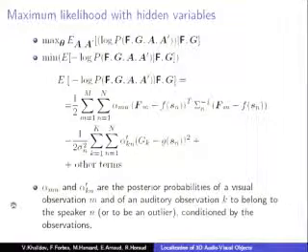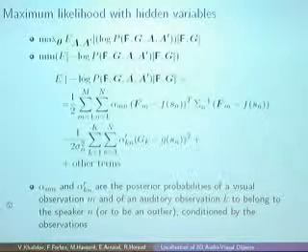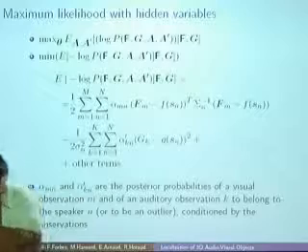And then if you try to formally derive the maximum likelihood in the presence of the hidden variables, you end up with this quadratic form. What is interesting to remember here is that the auditory and the visual modalities are in fact linked by the two terms in this maximization problem.